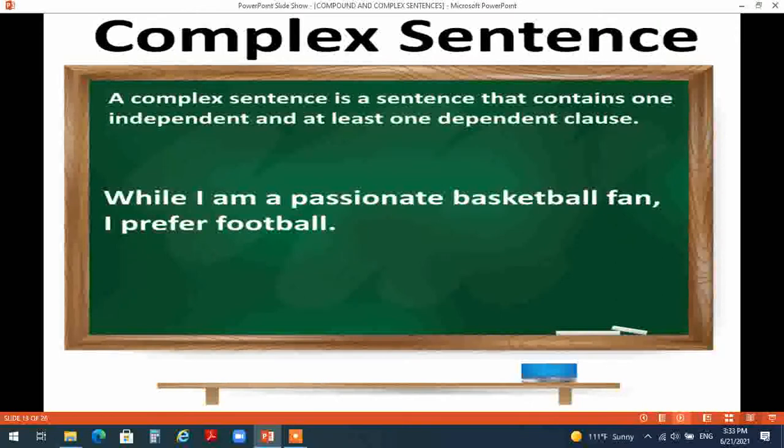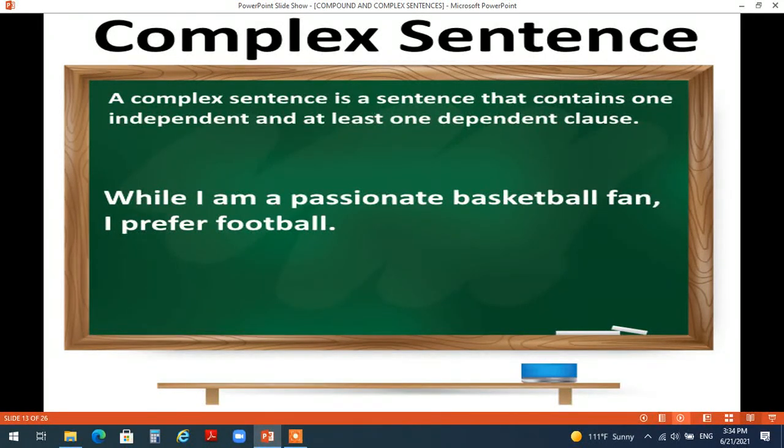Now قلنا أنه في حال استخدام subordinators كأدوات ربط سيتكون لدينا نوع جديد من أنواع الجمل، وهذا النوع يطلق عليه complex sentence أو الجملة المعقدة. We can define a complex sentence as a sentence that contains one independent and at least one dependent clause. إذن هي الجملة التي تحتوي على عبارة فعلية مستقلة واحدة وعلى الأقل عبارة فعلية تابعة واحدة.